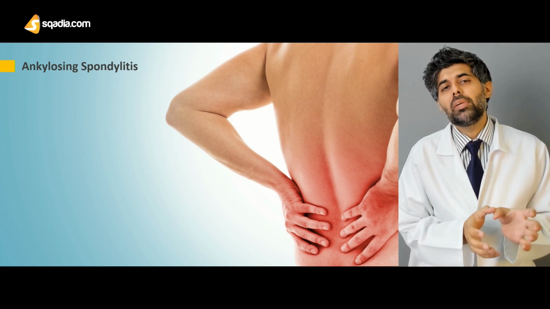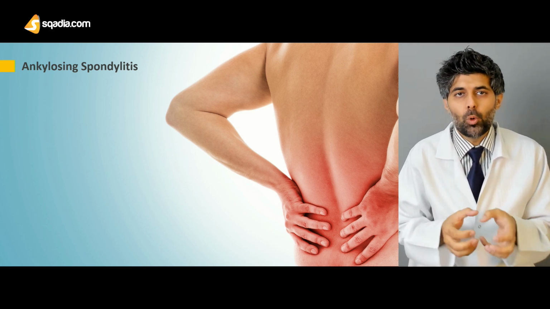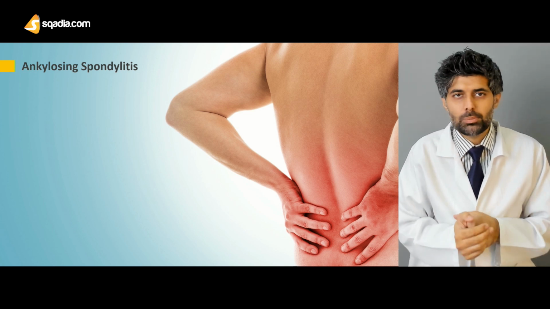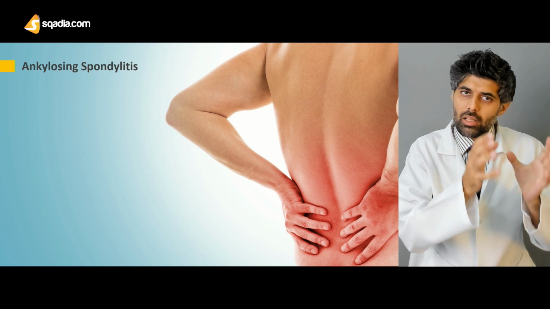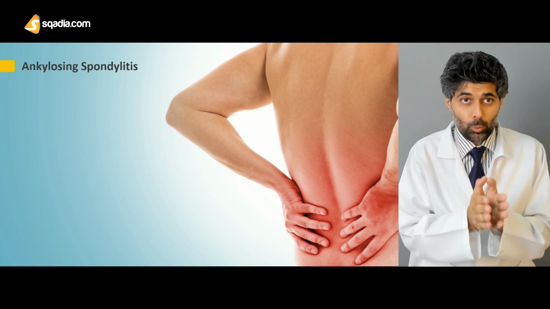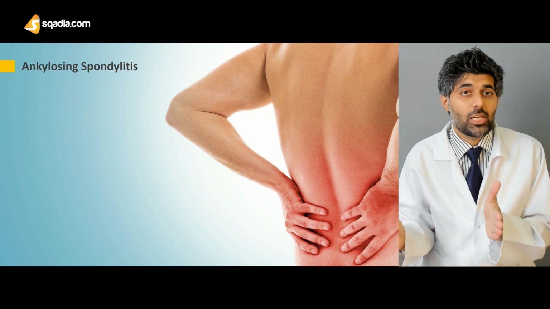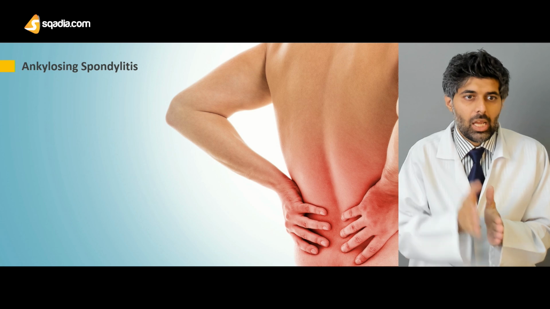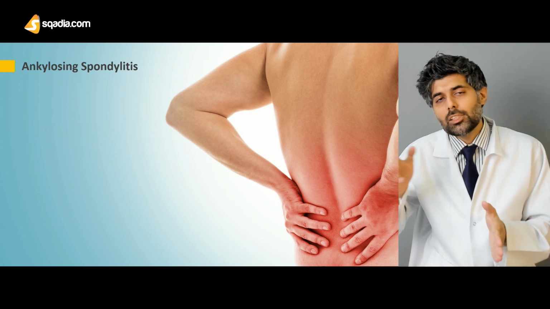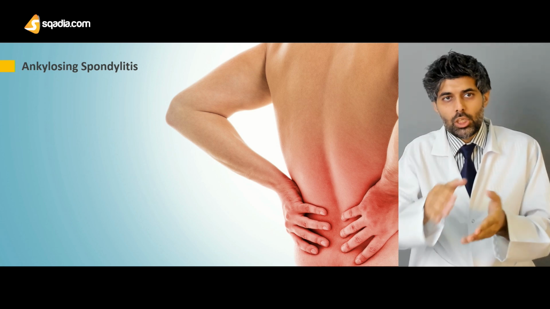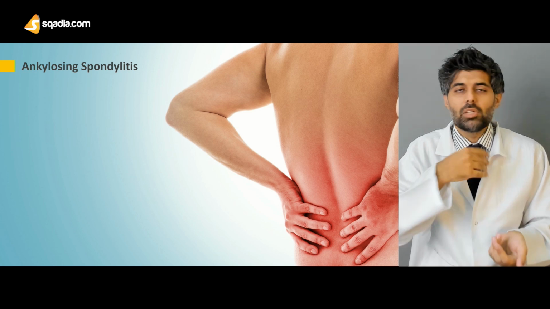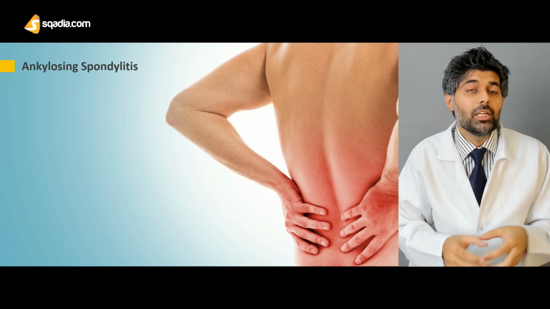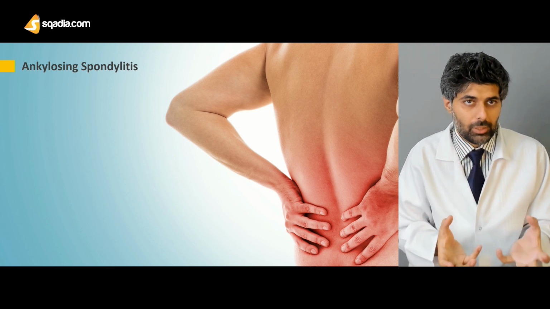Now, ankylosing means fusion of two bones. These bones can be membranous bones, they can be cartilaginous bones. So, if there is fusion of two bones via ossification, it's called ankylosis. And spondylitis is the process by which there is inflammation of the vertebra, or more specifically, the vertebral body.